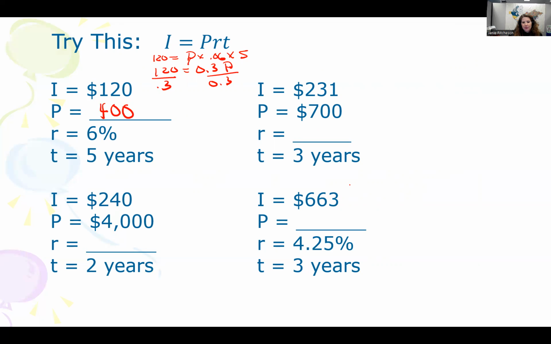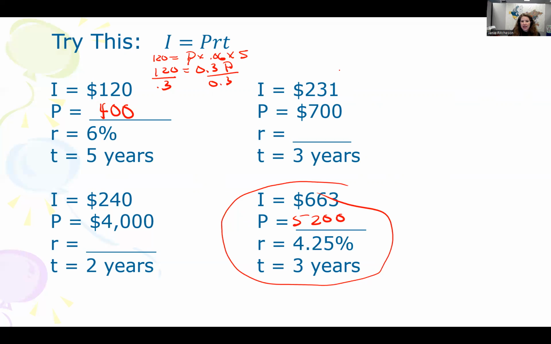All right, you're going to do this one just like it, okay? So I'm going to let you work that one out, but I'll tell you the answer. 663 divided by 3 times 0.0425. The answer is 5,200. So you work out the math on your own.